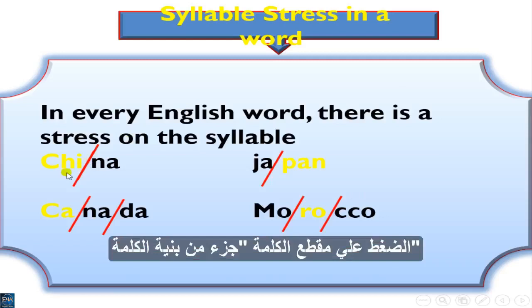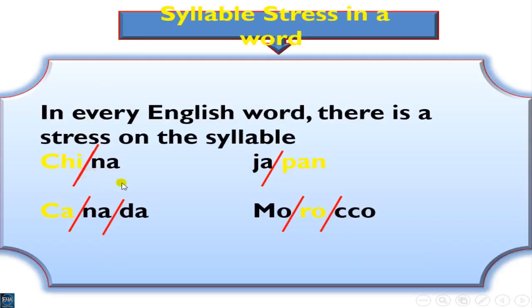Now, let's have some words like China. Here, we have one part, two parts. This word is made of two parts. China. So the stress is in the beginning. Japan. Two syllables, two parts, but the stress is on the second syllable.